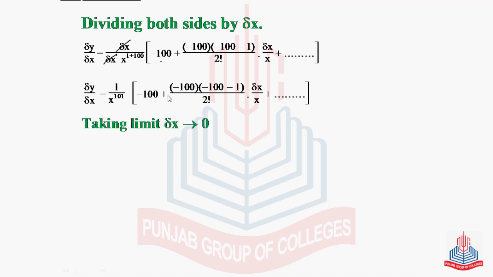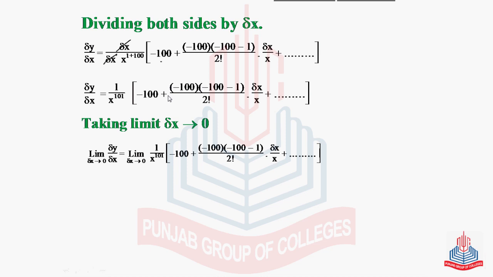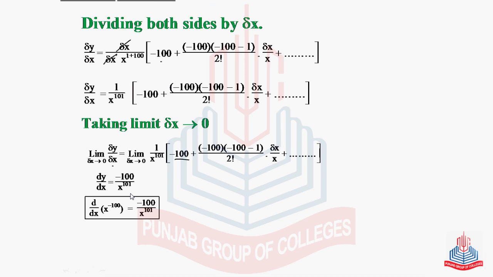Applying limit on both sides, delta x approaches 0. We have limit delta x approaches 0 of delta y by delta x, and on the right hand side limit delta x approaches 0 of 1 over x raised to the power 101, and the bracket portion again the same thing. Left side will become dy by dx, and on the right side after applying the limit we have only this first term, which is minus 100, multiplying by 1 over x raised to the power 101, so minus 100 over x raised to the power 101. So finally the derivative of the given function, which was x raised to the power minus 100, will become minus 100 into x raised to the power minus 101.